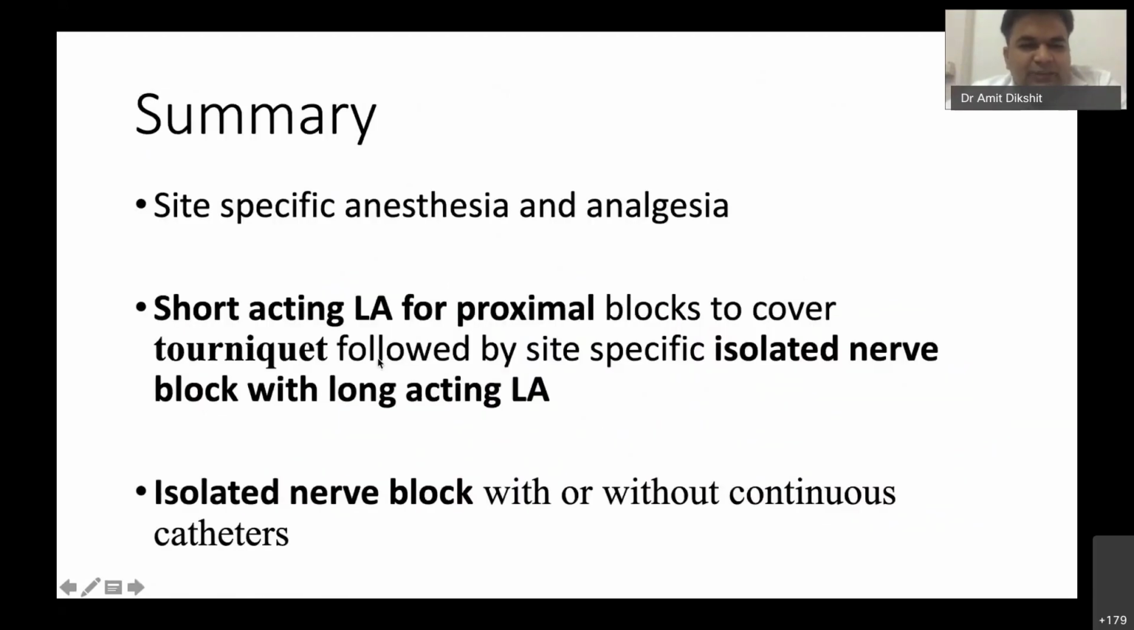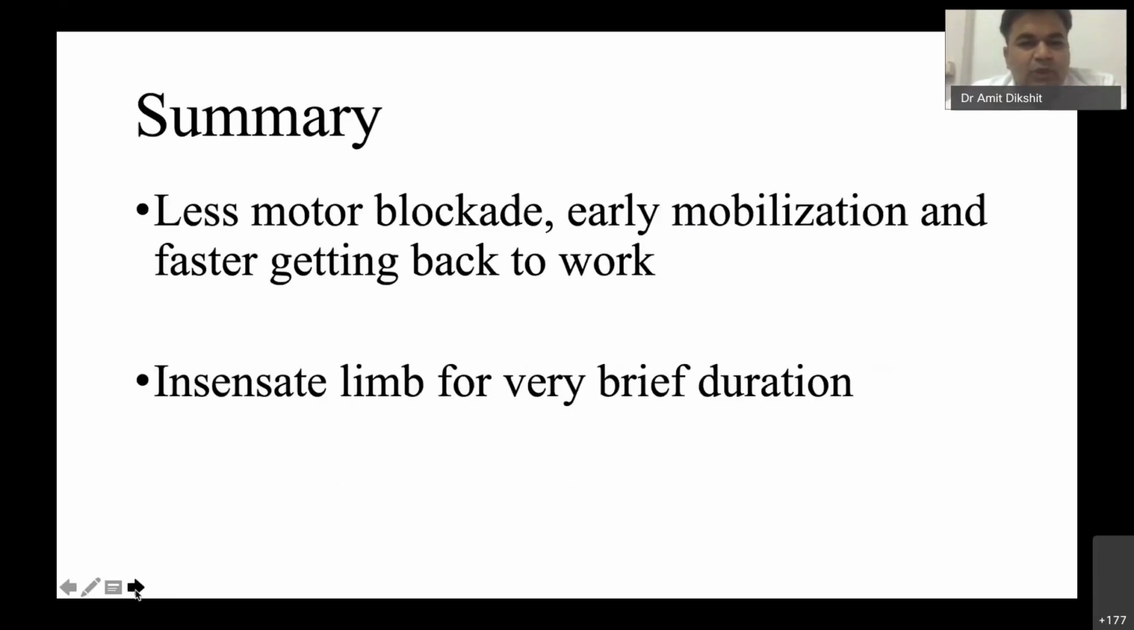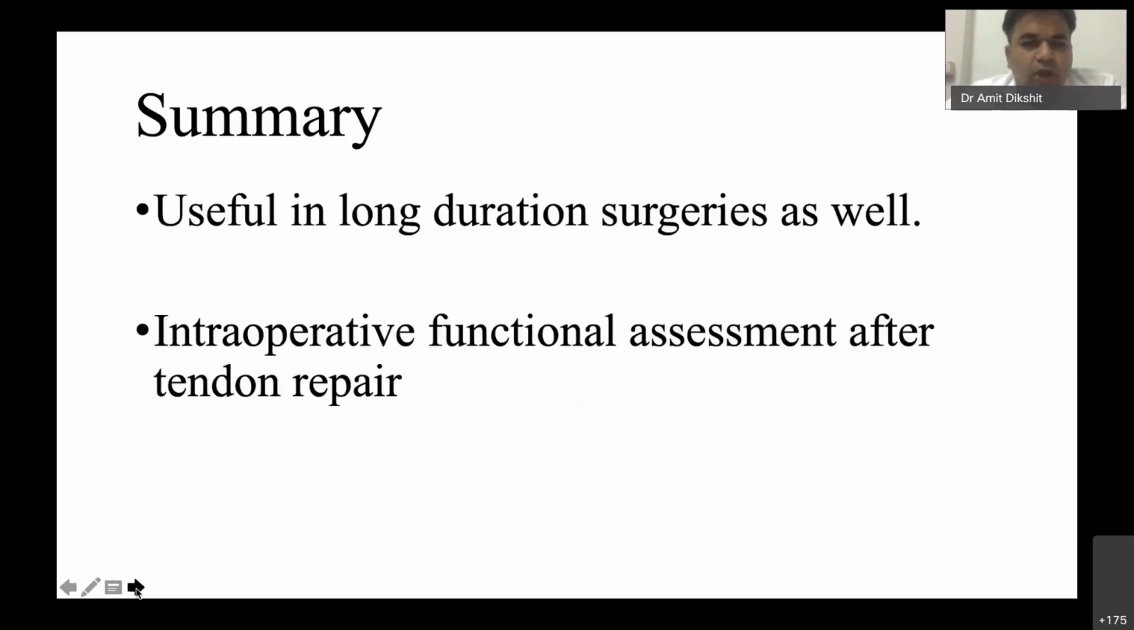So in summary, site-specific analgesia and anesthesia is the way forward. We are in the era where we want to combine short-acting local anesthetic for proximal blocks when we are planning to use a tourniquet, which can be followed by isolated nerve blocks with long-acting local anesthetic. Isolated nerve blocks with or without continuous catheter is the way forward. Less motor blockade, early mobilization, faster getting back to work. The insensate limb is only for a very brief duration with short-acting local anesthetic. Useful in long duration surgeries, and intraoperative functional assessment for tendon repair can also be done.